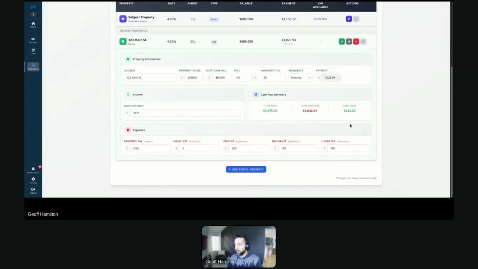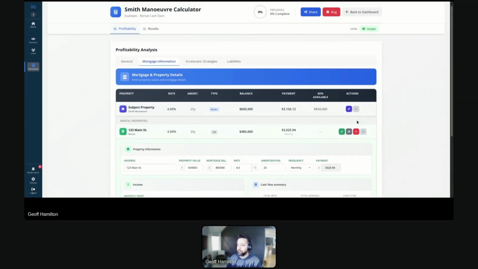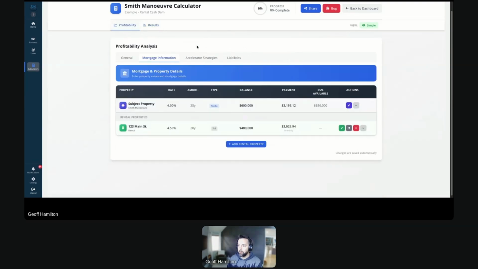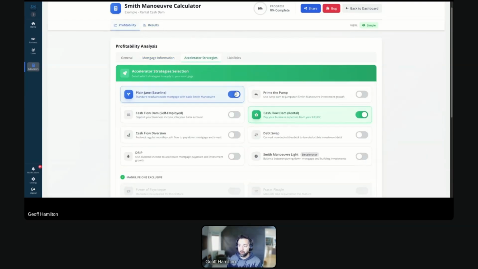Okay, so now we're profitable. We can see our cash flow right here is $232 a month, which is pretty conservative. It's not a whole ton of profit, but it is slightly profitable. What we're going to do now is two things. First we got to go accelerators. We are going to turn on our plain Jane.